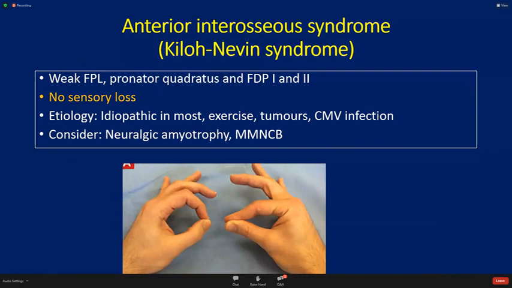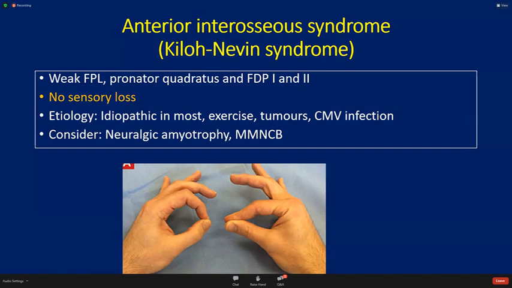The anterior interosseous nerve syndrome, otherwise known as the Kiloh-Nevin syndrome, is a very specific neuropathy which is a pure motor neuropathy. As I mentioned earlier, there is weakness of flexor pollicis longus and flexor digitorum profundus 1 and 2, which leads to this sign which is known as the OK sign or the pinch sign. When you try to make an O with the forefinger and the thumb, in a person who has anterior interosseous nerve weakness, the O is not formed.